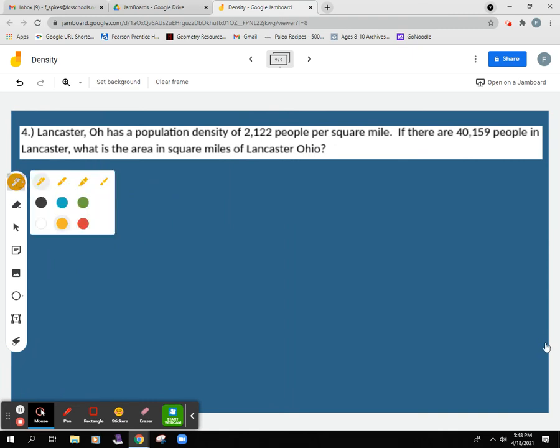Another thing that the AIR test likes is you working backwards from density. It says Lancaster, Ohio has a population density of 2,122 people per square mile. So again, there's a dead giveaway of what we're going to do. If there are 40,159 people in Lancaster, what is the area in square miles of Lancaster, Ohio? This is 2020 data. But because it's people per square mile, that's what it tells me, and that's the population density.